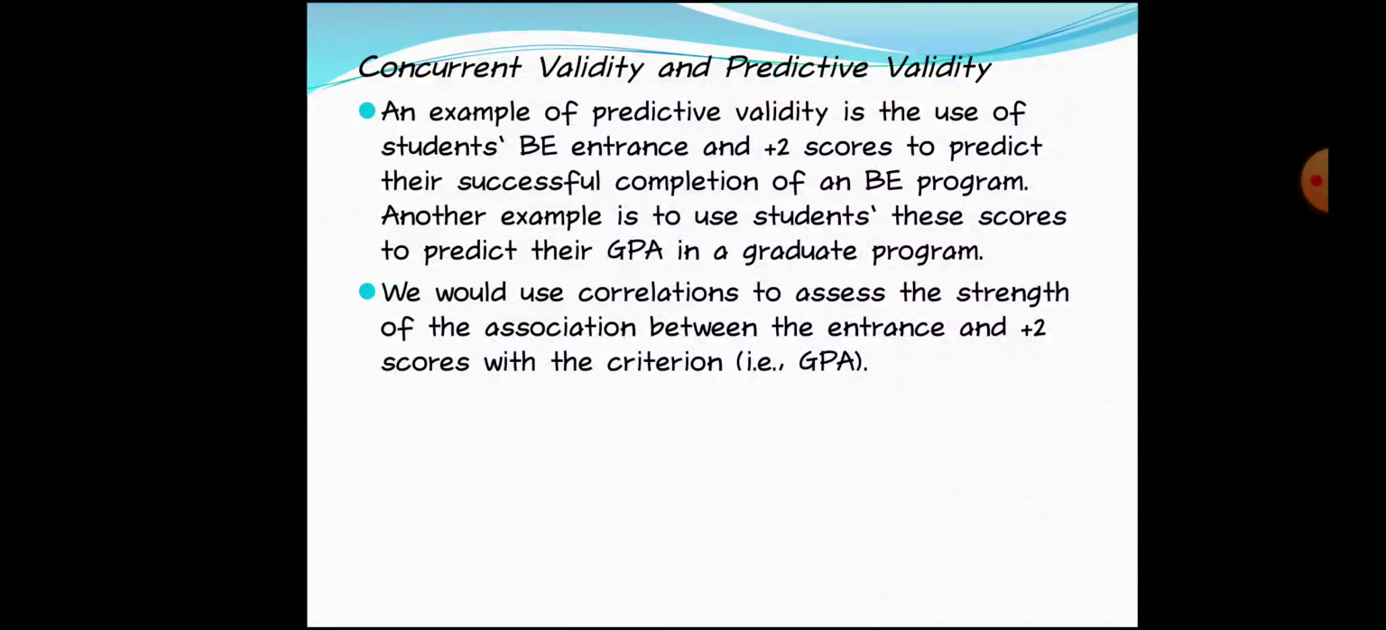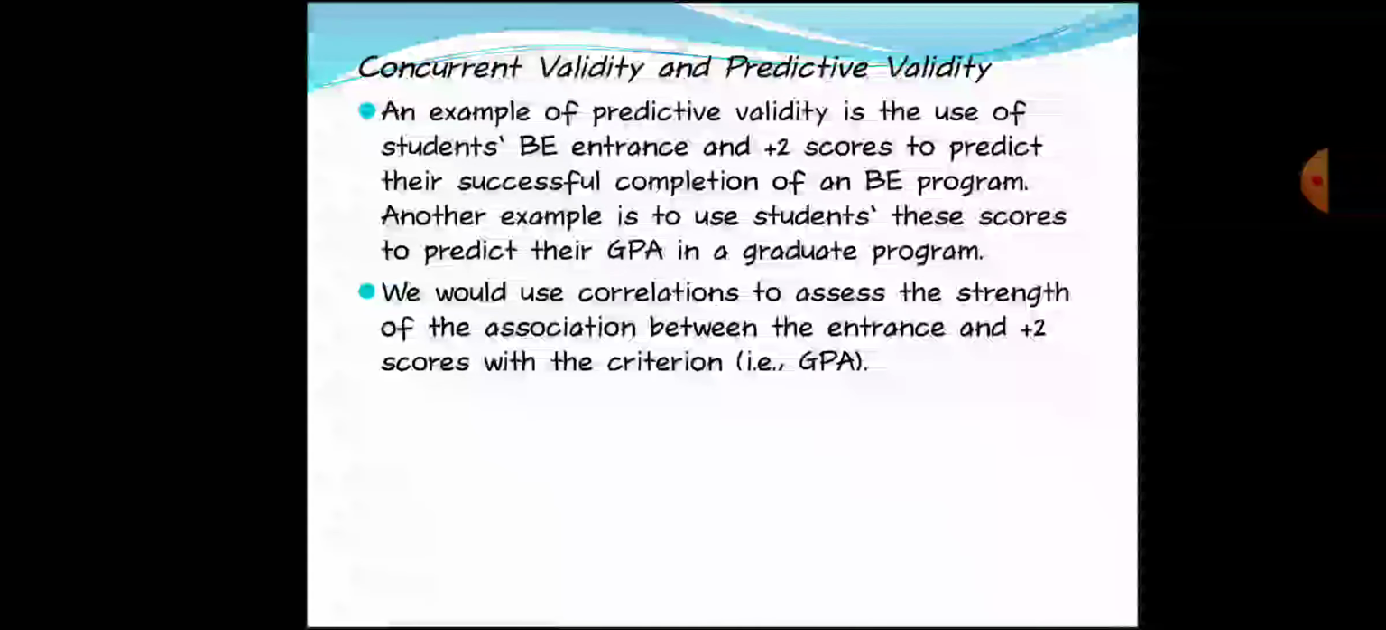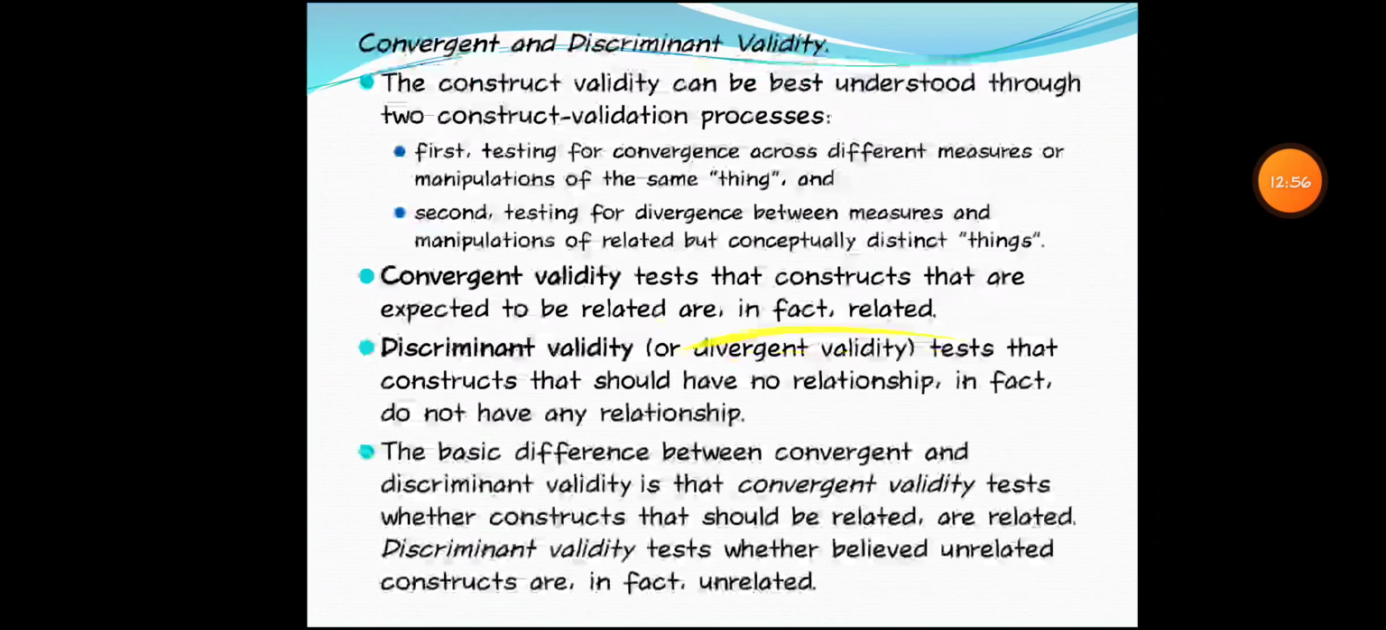Concurrent validity and predictive validity. An example of predictive validity is the use of students' BE entrance and plus 2 scores to predict their successful completion of a BE program. Another example is to use students' test scores to predict their GPA in a graduate program. We will use correlations to assess the strength of the association between the entrance and plus 2 scores with the criterion, that is GPA.